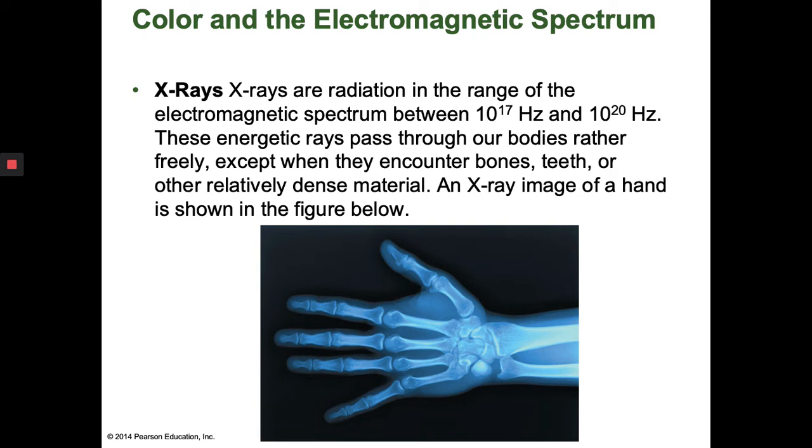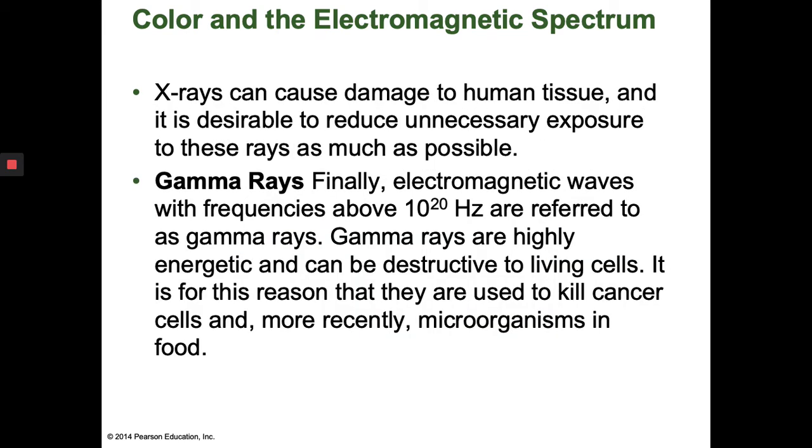Going on above ultraviolet radiation are X-rays. Now, we've all had the experience of having an X-ray taken. X-rays in small amounts are not dangerous. Large amounts can be very dangerous. And finally, we have gamma rays. And gamma rays are the most dangerous.